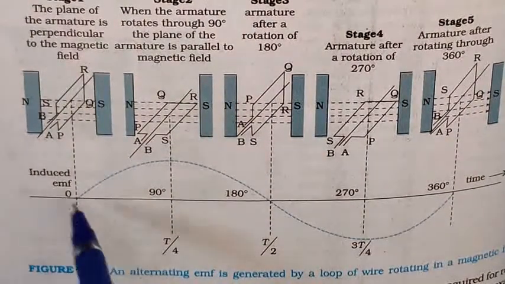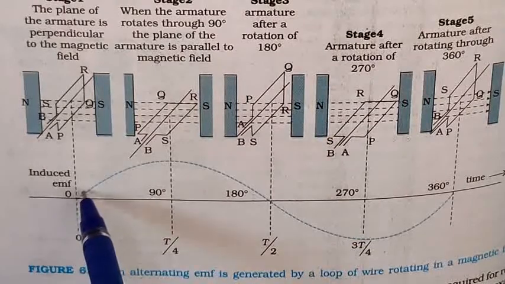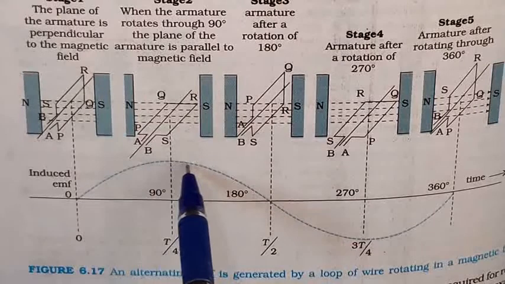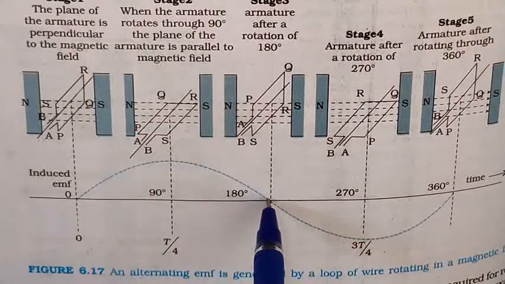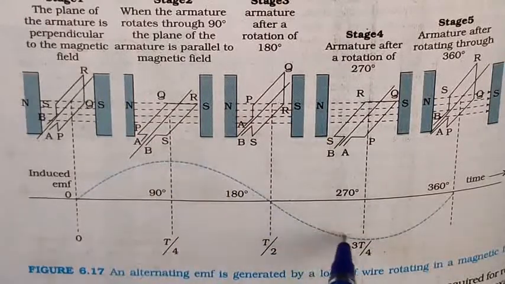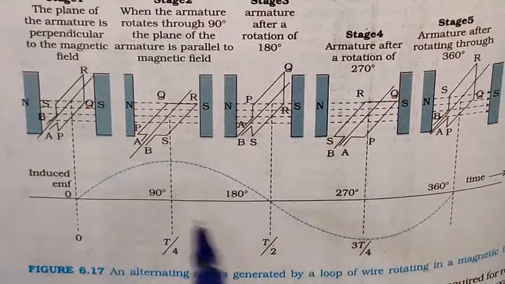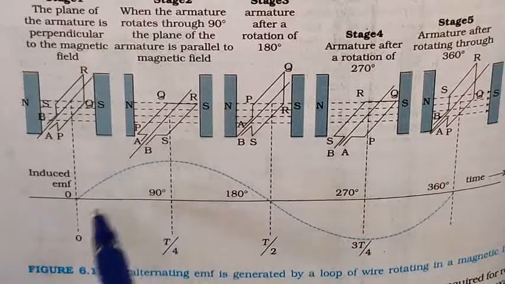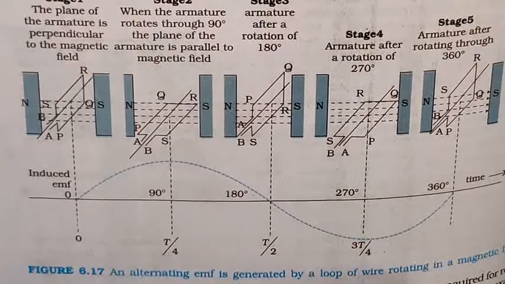the direction of the current changes periodically. See here, it starts from 0, the direction of the current is like this, in the positive direction. Next again it changes to negative direction. So this continues. It looks like an alternating current. Therefore the current is called alternating current.